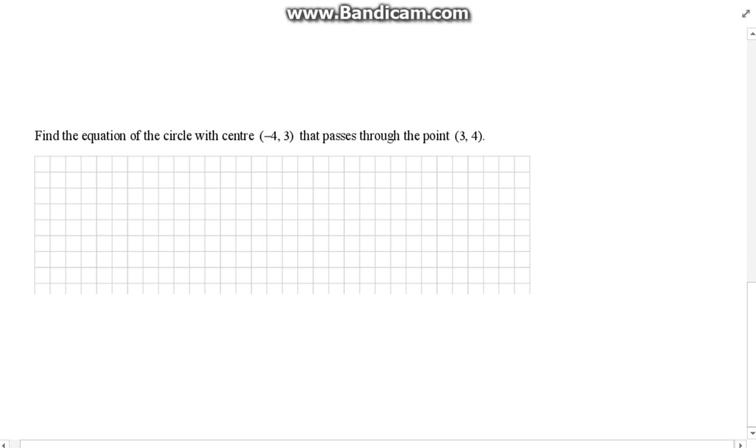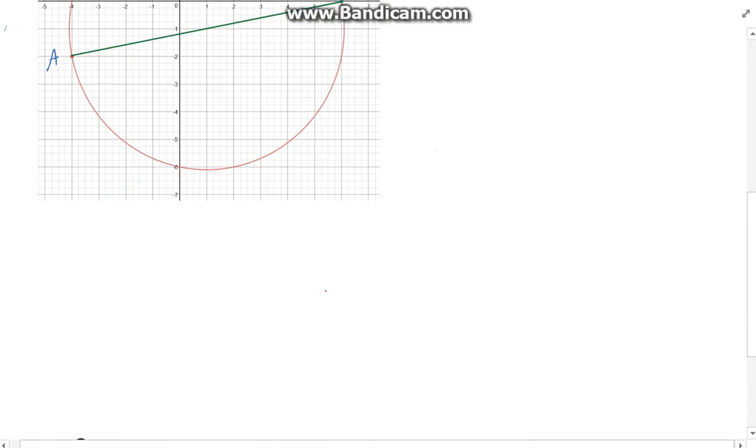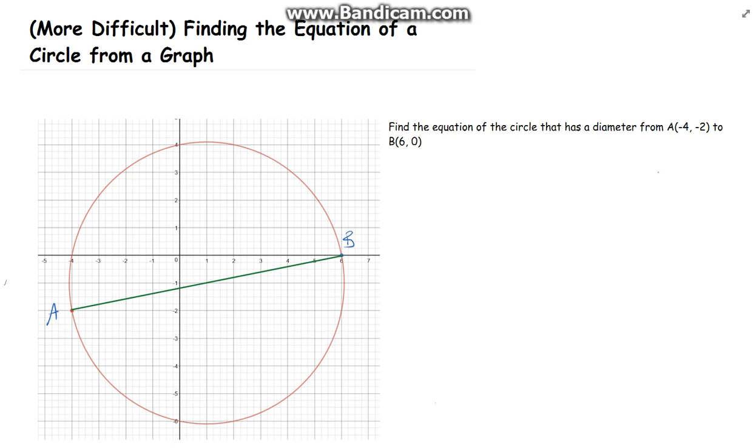Or they could give you a question where they give you the centre of a circle and tell you a point that it passes through. Again, it's not really clear, the radius and therefore the equation. So we'll start with this one here.